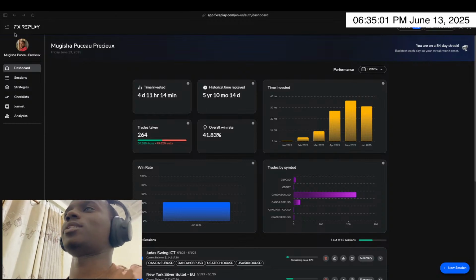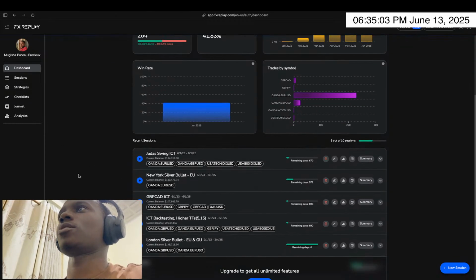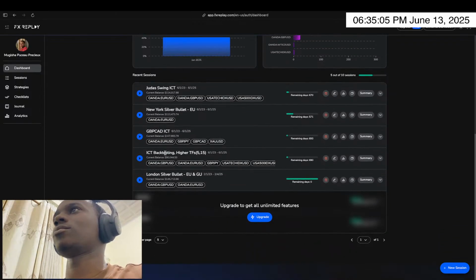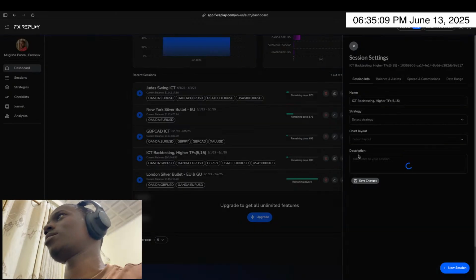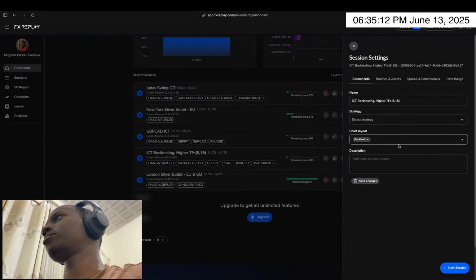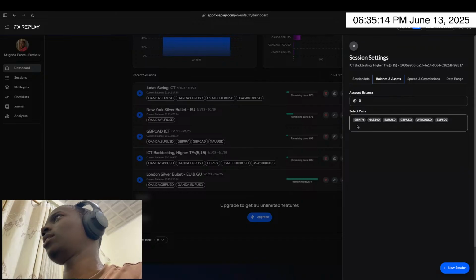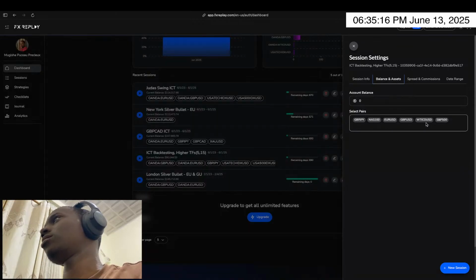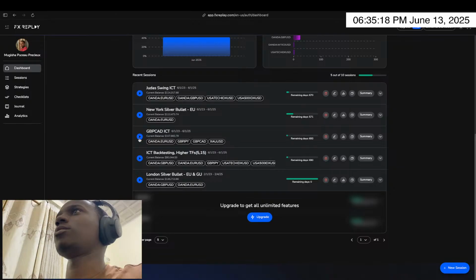So I'll be backtesting this ICT. And wait, what pairs were there? Let me see. Assets, EUGJ, oil. Let me go with GBP card.